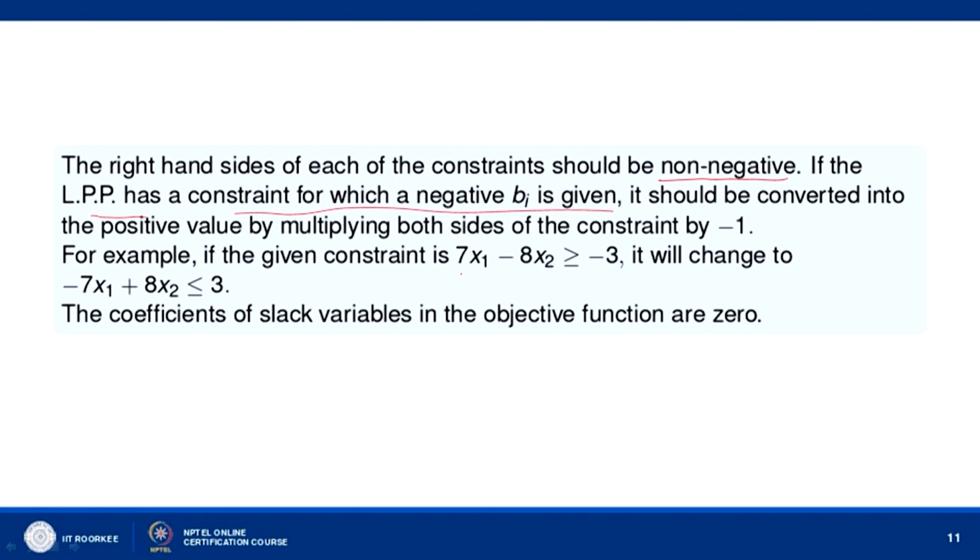For example, suppose the constant is given like this, 7 x1 minus 8 x2 greater than or equal to minus 3, then it will be converted into minus 7 x1 plus 8 x2 less than or equal to 3. So, we have to make this minus 3 positive, and that we can do by multiplying by minus 1. The coefficients of slack variables in the objective function are taken as zeros.